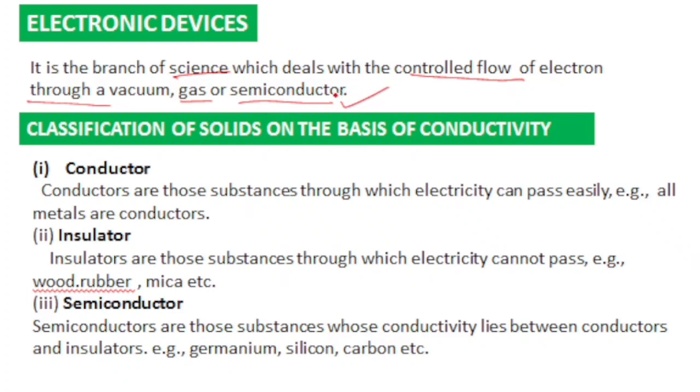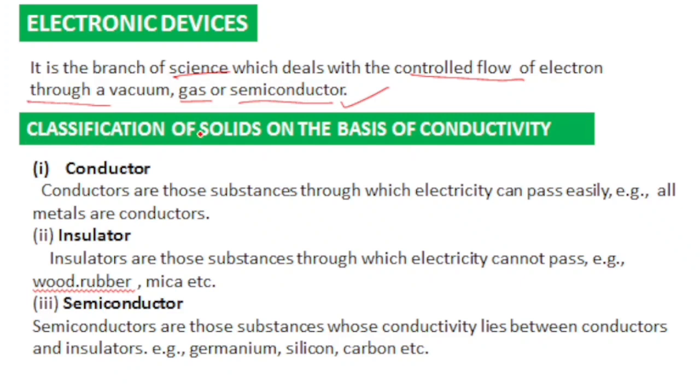Why are these semiconductor electronic devices used? Because they are very small in size, they have low power consumption, they also have long life, and also they have low operating voltage. That's why nowadays semiconductor electronic devices are used.